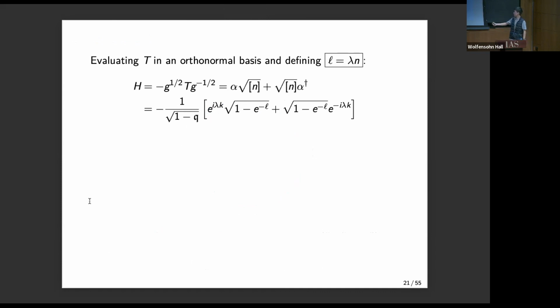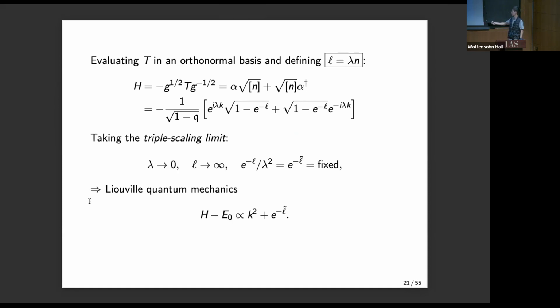Now, when you do that, you can use it to compute the P matrix in an orthonormal basis. And when you do so, you get this expression. So this is some expression where I've defined a new variable L, which is lambda times n, and K is the momentum that's conjugate to L. Okay. So if you then take the triple scaling limit, which in this context means you take length to infinity, lambda to 0, but holding this quantity fixed, you recover on the nose the JT Hamiltonian. Okay, so this is a microscopic derivation, let's say, of this formula.